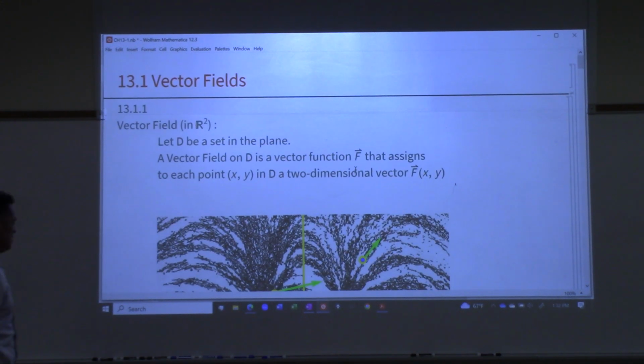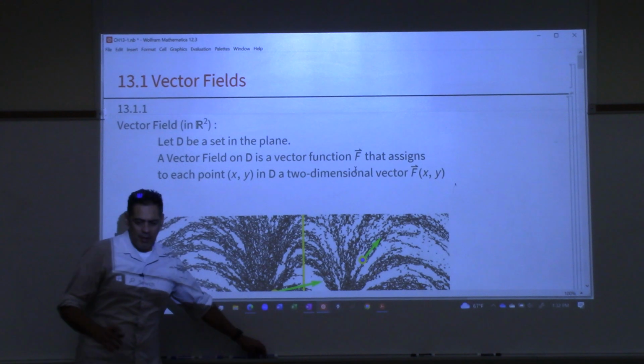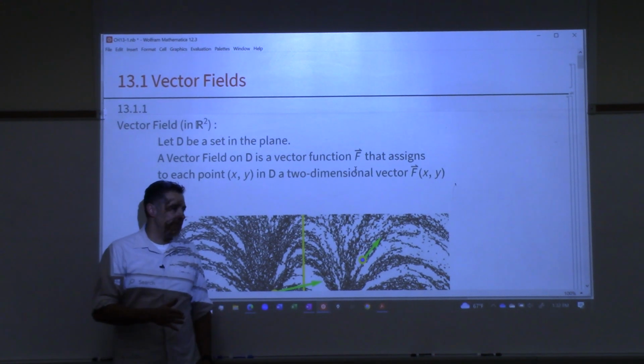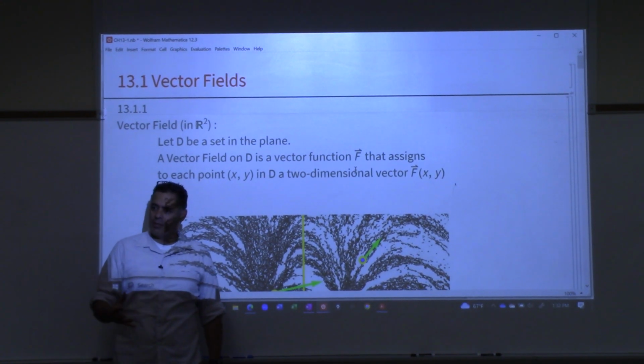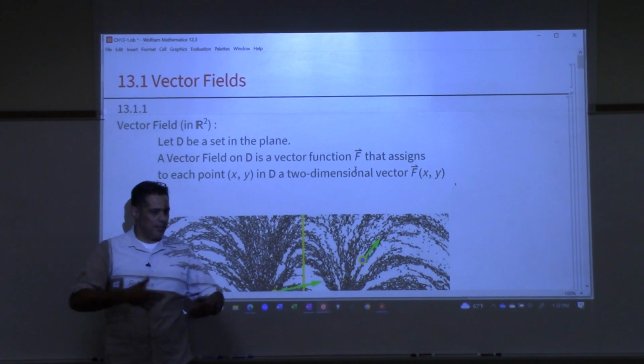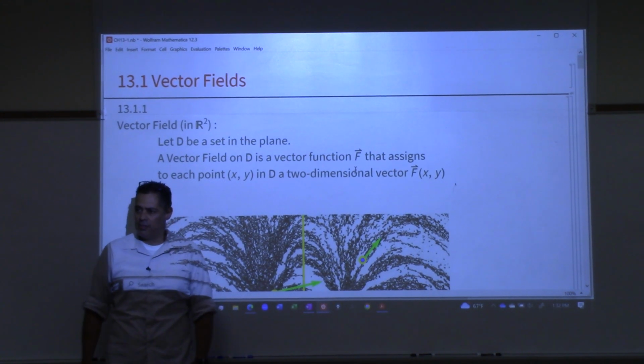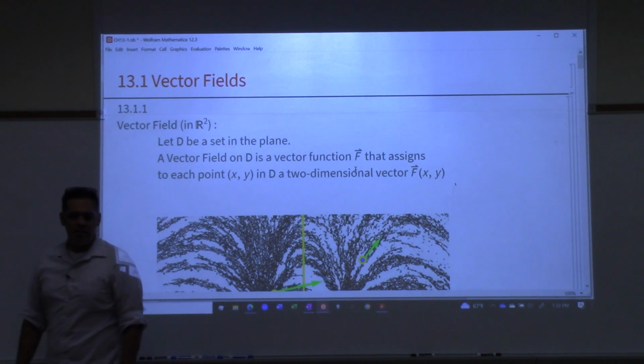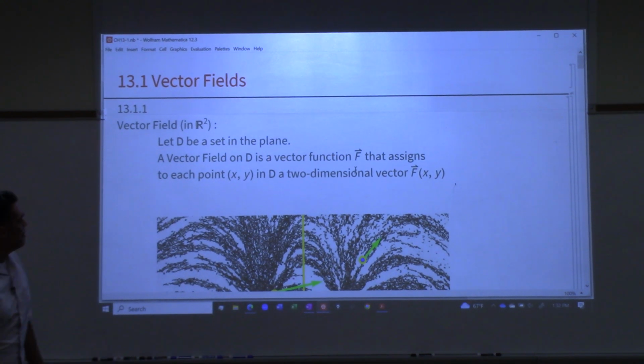Vector fields. All right, so what we're going to do here is we're just going to establish what a vector field is. That's it. What is a vector field? And then this will just keep popping up through the rest of this chapter. So these are just definitions. A vector field in R2, in two-dimensional space, is defined as follows.